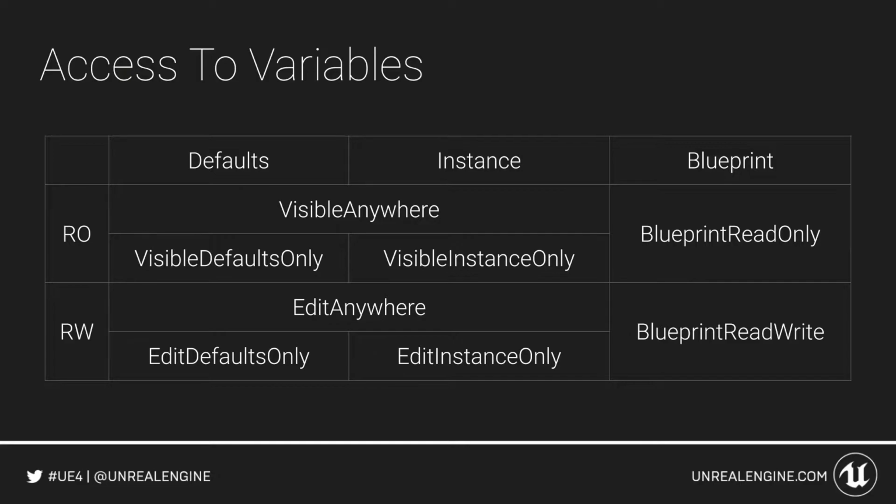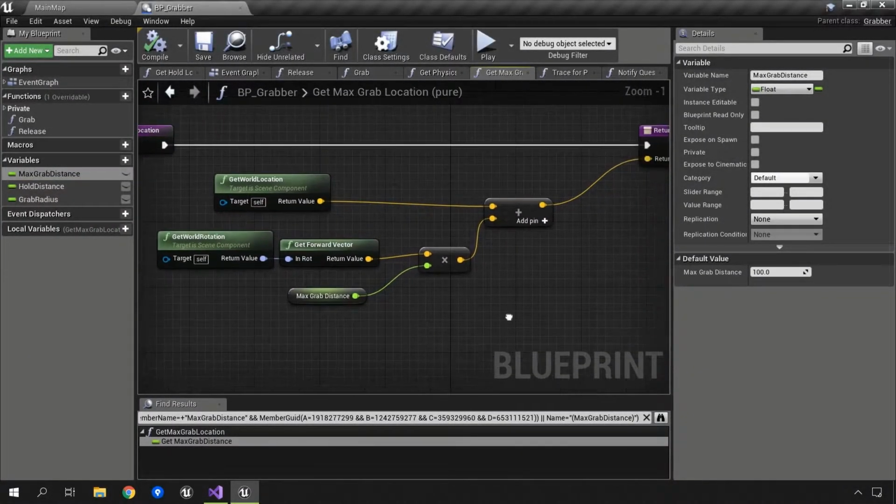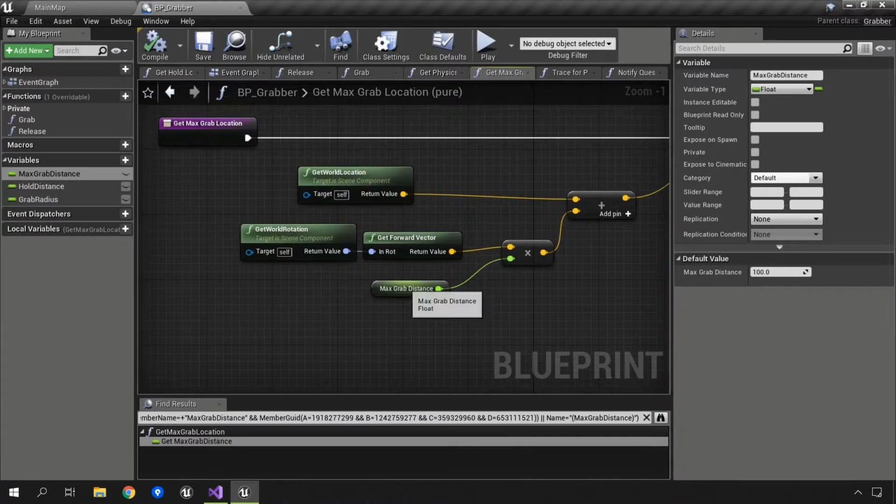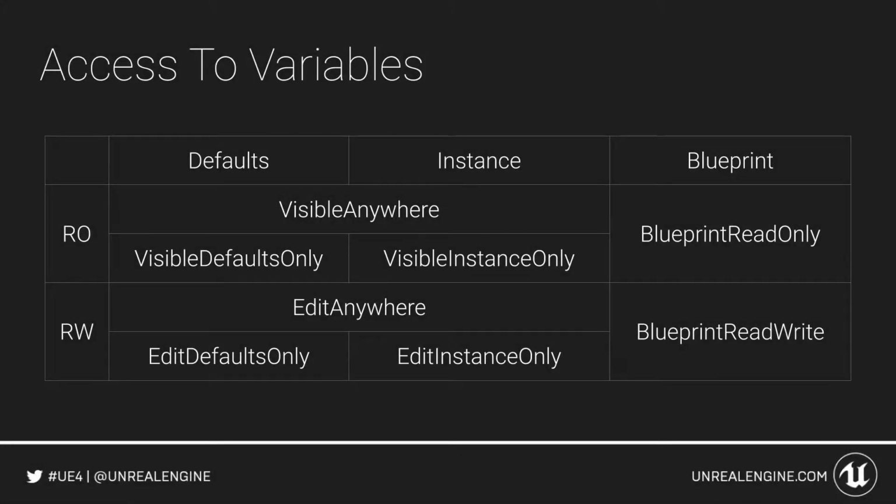Now, let me just dive into that and unpack it a little bit for you. When we say in Blueprint, we mean in the Blueprint graph. So in order to access and read max grab distance here in this Blueprint function, in this graph, we need to have read access at least to Blueprint. So we're at least talking about having Blueprint read-only as one of our access modifiers.